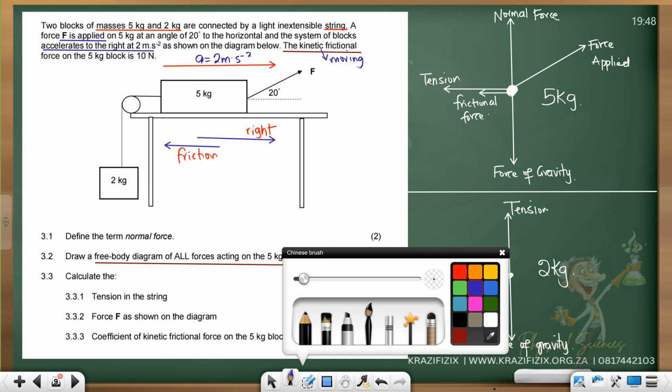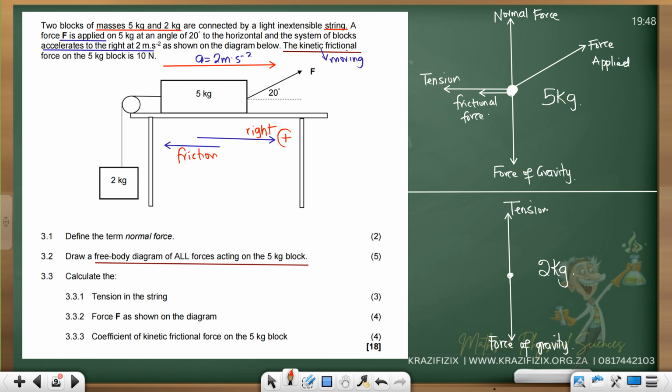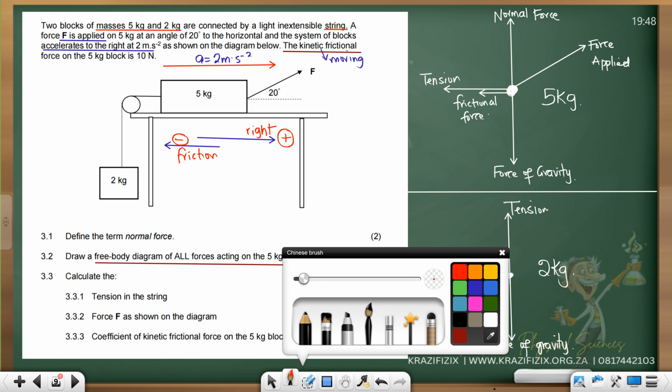So this is what I'm going to do. I am going to choose. How is this object moving again? To the right. Yes. I will choose right as positive. It means any force going to the left would be what? Negative. Okay, let's see something. What do you notice? Oh wait, there's a problem. There's a big problem before I even continue.